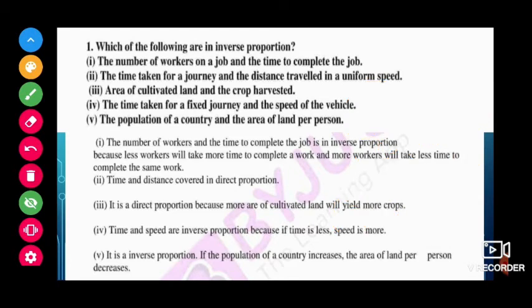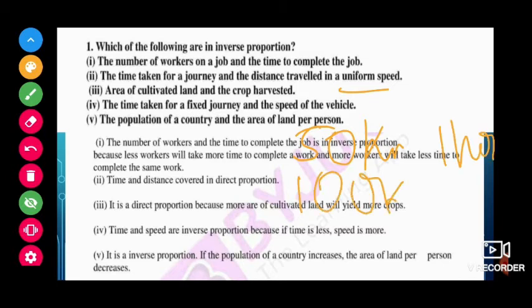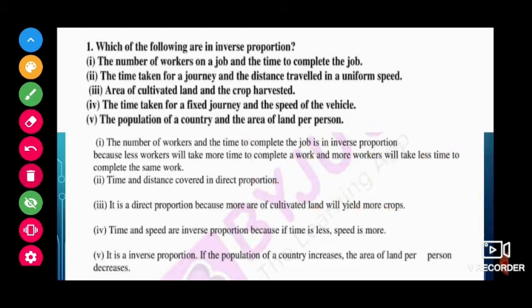Okay, next, the time taken for a journey and distance traveled at a uniform speed. See here the distance. If it is a 50 kilometer distance, simply then 1 hour it will take. If it is 100 kilometers, then it will take 2 hours. No, one is increasing, one more is also increasing. Is it in direct or inverse proportion? It is in direct proportion.